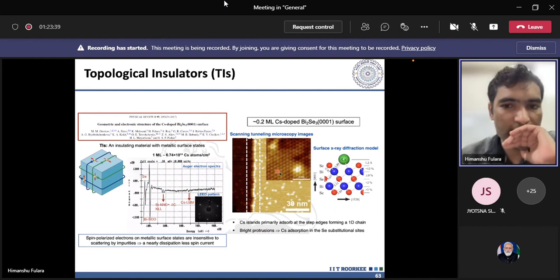What I did here is that I probed the atoms individually. You can see that this is the image I have taken. This is the scanning tunneling microscopy image of an insulator, which is called a topological insulator, bismuth selenide, Bi2Se3.